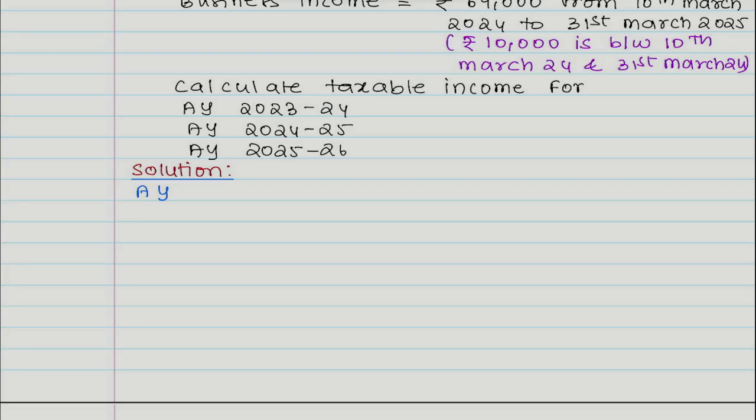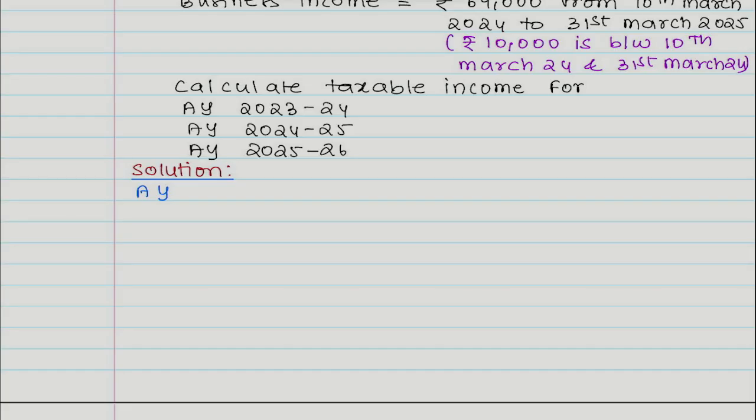Because see here, I clearly said to you, what is the property income every year? 42,000. What is the business income? 69,000. That is not per annum. Business income changes every year. Advanced tax concept, that's why it came. This year it is 69,000, but out of that 69,000, how much is the period between 10th March and 31st March? 10,000. That's what we are going to deduct. Understood the point clearly?